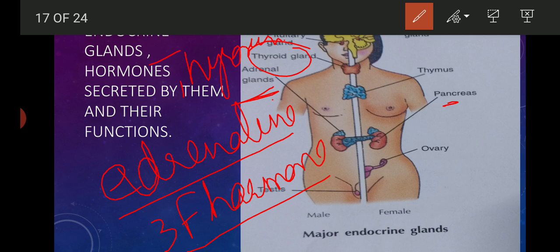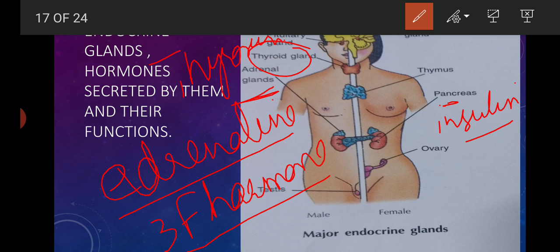This is the pancreas, and it is present near the liver. It secretes the insulin hormone, and it regulates the level of sugar in our blood. If there is a lack of insulin in our blood, then it causes diabetes. It means a person will not be able to secrete the insulin hormone that helps in the regulation of blood sugar.